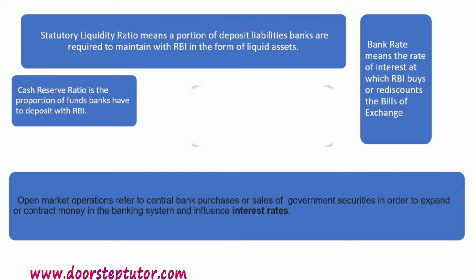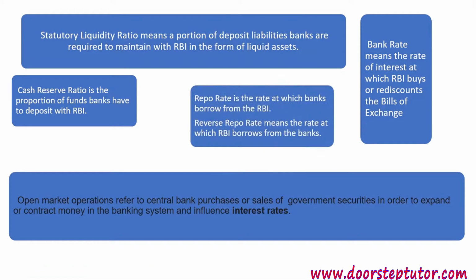The last is interest rates. Interest rates consist of repo rate and reverse repo rate. Repo rate is the rate at which banks borrow from the RBI, and reverse repo rate means the rate at which RBI borrows from the banks. So, when the repo rate falls, the banks' borrowing cost will go down, which could prompt banks to cut lending rates. This is how the different rates influence the working and the flow of credit in an economy.